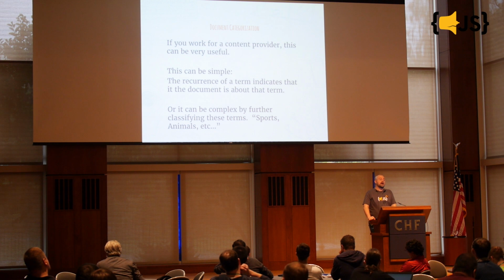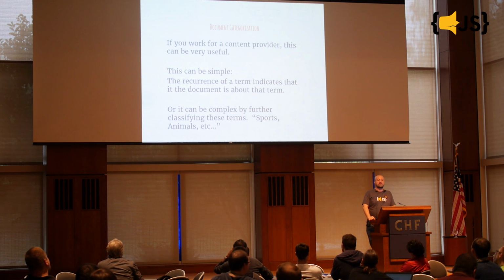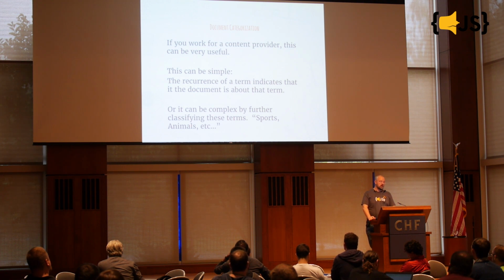Document categorization, I'm going to stumble over that word all day, is important, particularly for someone like Elsevier, who, again, is the fourth largest information provider. So how do you do this? We have a simple algorithm here. You basically look at the recurrence of a term. If this article or this paper mentions dogs a lot, we can categorize it under dogs or puppies.